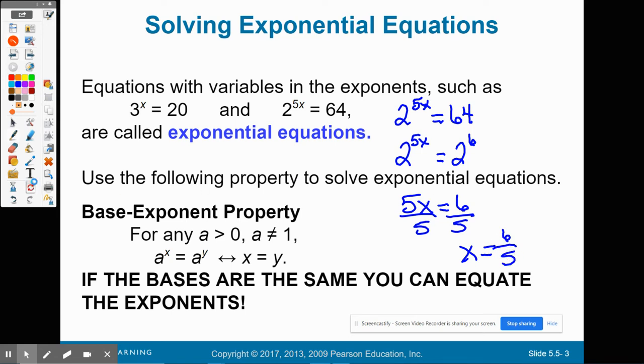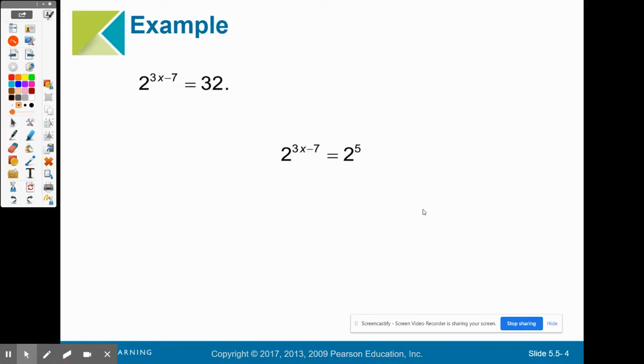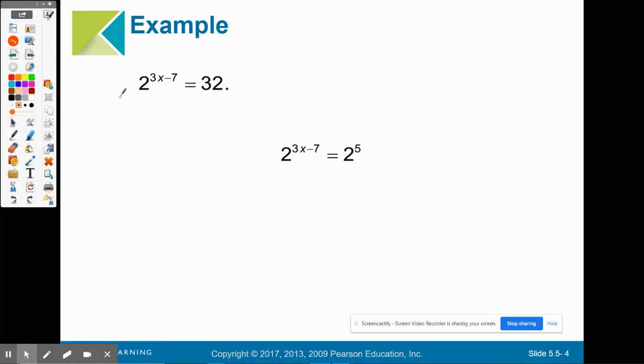So if the bases are the same, you can equate the exponents. Here's another example. What about 2 to the 3x minus 7 equals 32? Well, you might not know what to do right at first because the bases don't look the same, but can't you write the 32 as a 2? And the answer is yes. That's the same thing as 2 to the 5th. So these two equations are equivalent. But now that the bases are the same, you can let the exponents be equal. And 3x minus 7 would have to equal 5 in order for that to be true.